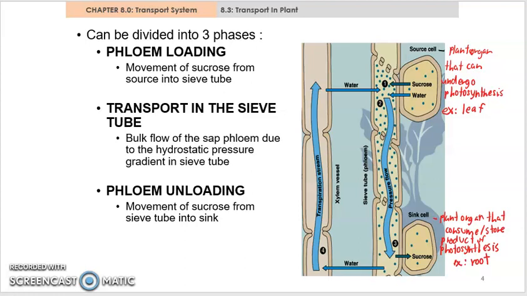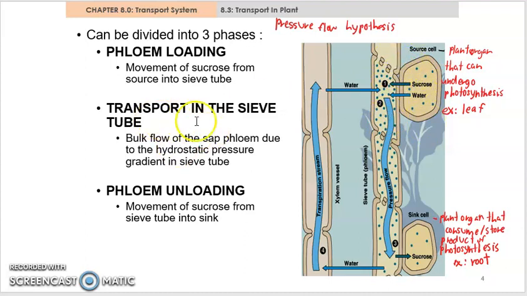And then based on the process of the translocation, actually it will relate with the hypothesis that we call the pressure flow hypothesis. Based on this process, it can be divided into three phases. The first one kita panggil sebagai phloem loading. Secara ringkasnya, what is phloem loading? We refer to the movement of sucrose from source. Ni adalah source. It will involve movement of sucrose from source into the sieve tube.